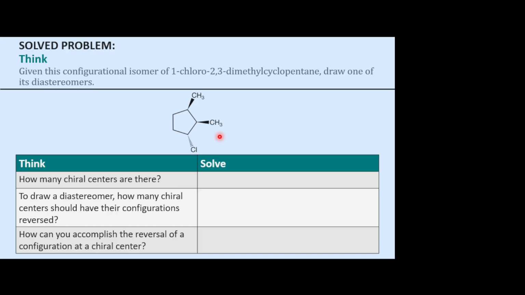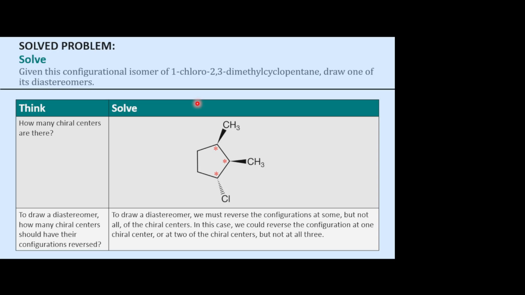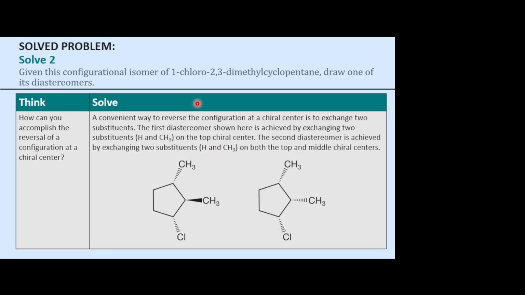Yep. So 2 to the power of 3 in this case, right? And so now how do I figure out the other diastereomers of this? Well, I want to avoid the enantiomer, so don't flip all. What you typically want to do is start with just flipping one. So we're going to take the one that we're given, and flip one of those. See, I flipped the top. And so now that's a diastereomer of it.